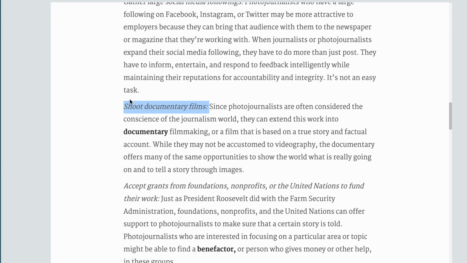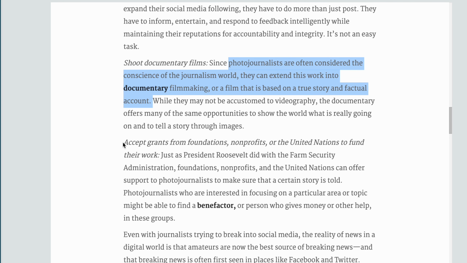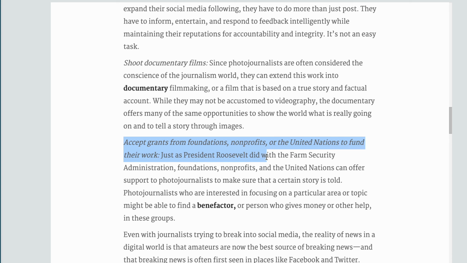Number 2, photojournalists also need to shoot documentary films. Since photojournalists are often considered the conscience of the journalism world, they can extend this work into documentary filming, or film that is based on a true story and factual accounts. Number 3, they might accept grants from foundations, non-profits, or the United Nations to fund their work. So they now need to do non-profit work. If they do non-profit work, they will be famous. They will also be asked to take photos or work for organizations.